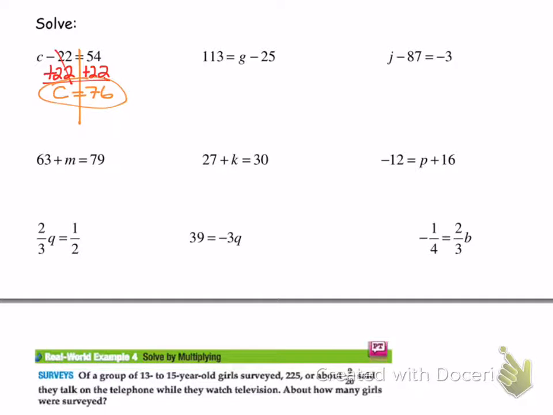How can you check your answer? Take the 76 and subtract it by 22, and you should get 54. And we do. So that means 76 is the missing number that we're looking for. Okay? Go ahead and try the next two. And then pause the video for a little bit and do your work, and then after a little bit, unpause the video and check your work.